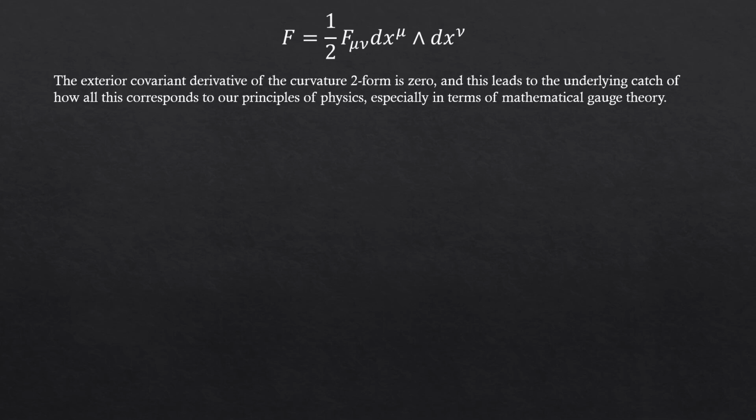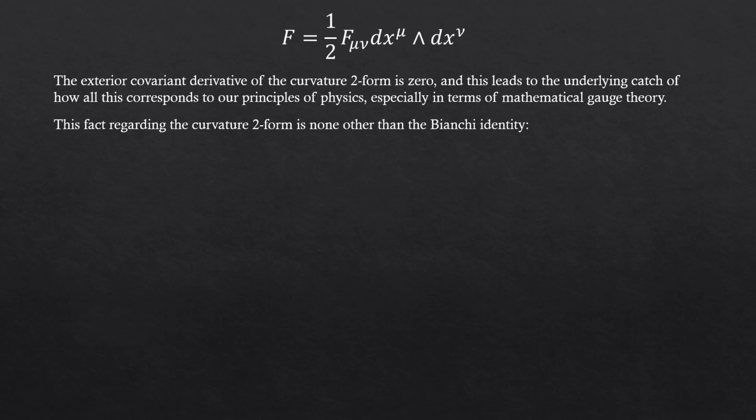And this leads to an underlying catch of how all this corresponds to our prior discussions on physical principles, especially in terms of mathematical gauge theory in general. But this fact regarding the curvature 2 form that we've been working towards is really none other than the aforementioned Bianchi identity. And that states that the exterior covariant derivative of the curvature 2 form is equal to the exterior derivative of the curvature 2 form plus the potential wedge the 2 form minus the 2 form wedge the potential, and that equals 0.